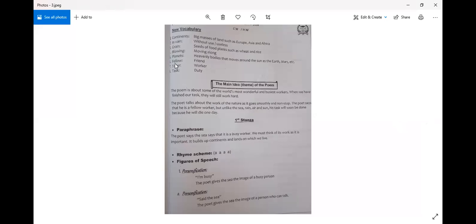We have the word fellow. Fellow, it means a friend, and this is a very important word. Toiler, it's worker. And then the word task, it's duty. Okay? The word task, it means duty.